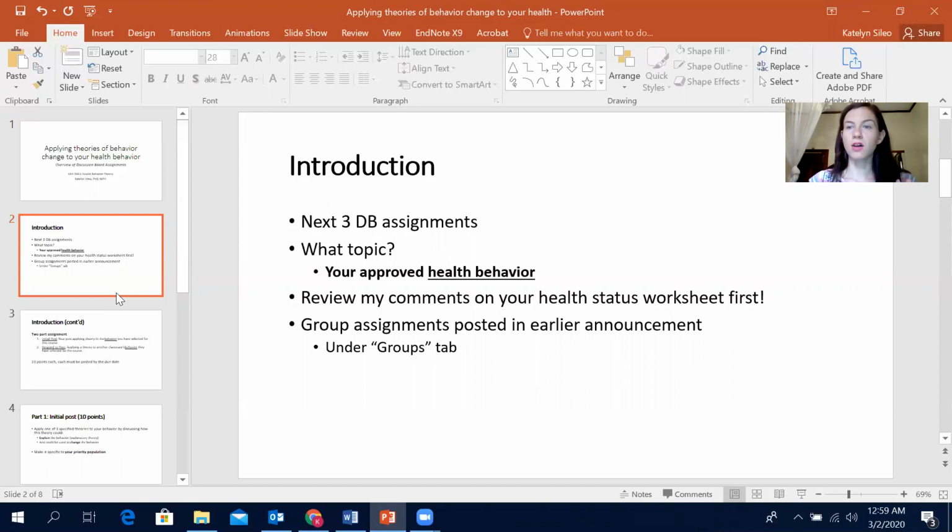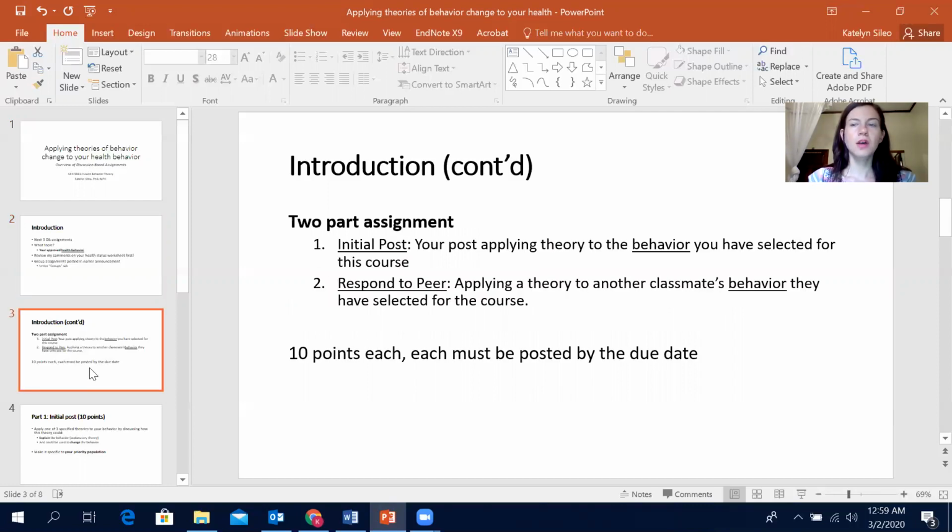This will all take place under the group tabs, not the discussion board tab in Blackboard. And if you look back at an earlier announcement I made, I have all of your groups listed. So the discussion board post is a two-part assignment. You'll first do your initial post, applying a theory to your behavior, specific to your priority population.